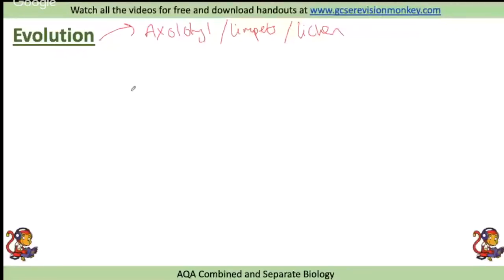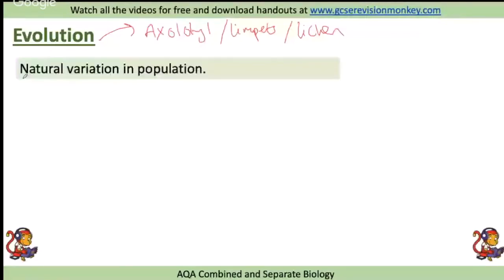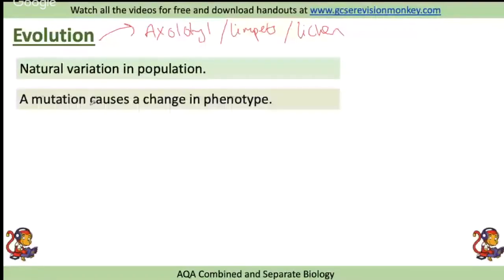So the idea that there's natural variation in the population anyway, and a mutation, which is a change in the DNA, causes a change in phenotype. If you remember, that's what the animal looks like. So if you can't remember phenotype, it's what the animal or plant looks like.